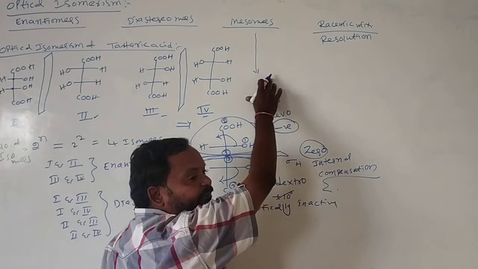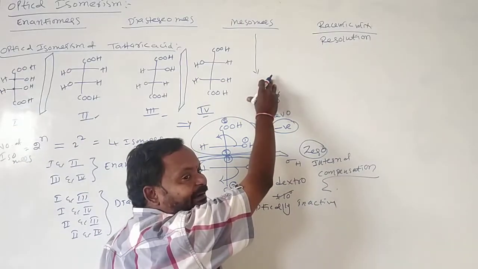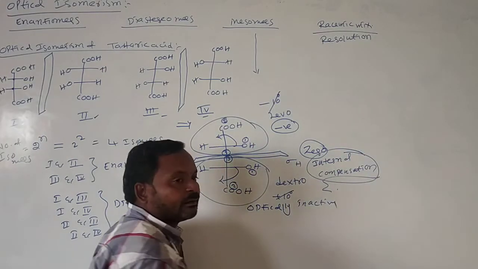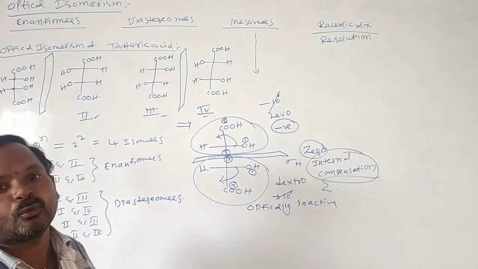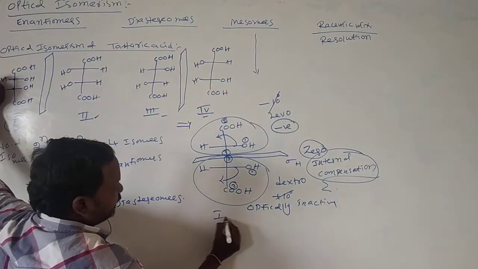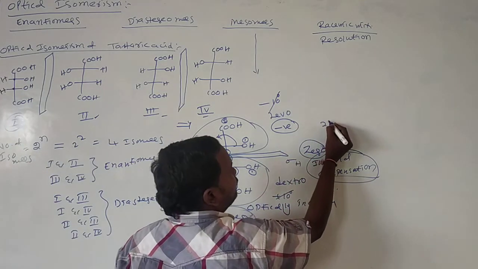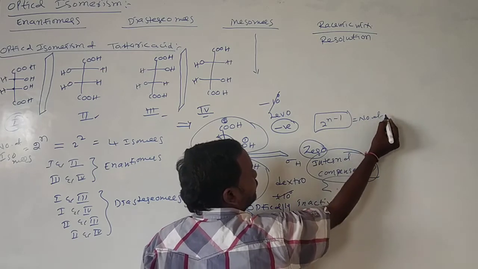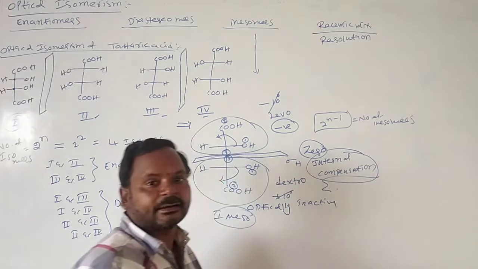Okay, the compounds which have chiral carbon but are optically inactive due to internal compensation are called meso compounds. Here, this molecule is mesotartaric acid. The first structure is mesotartaric acid. Meso compounds are also calculated using a principle. By using this principle, we calculate the number of meso compounds.